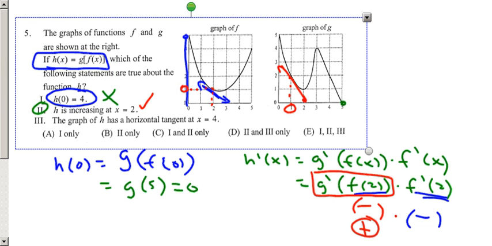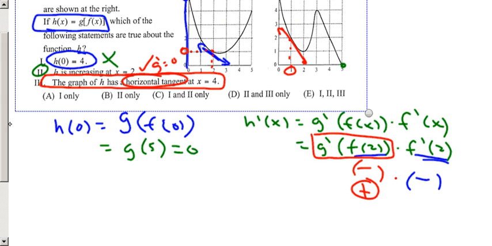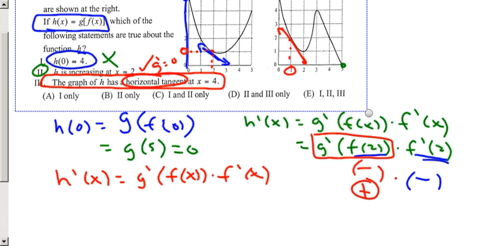And then the last question, we're going to use that slope equation again. It says the graph of h has a horizontal tangent at x equals 4. Horizontal tangent, we know, just means that h prime equals 0. So let's look at x equals 4. So we have h prime of x equals g prime of f of x times f prime of x. It's the chain rule written again. At 4, we have g prime of f of 4 times f prime of 4.